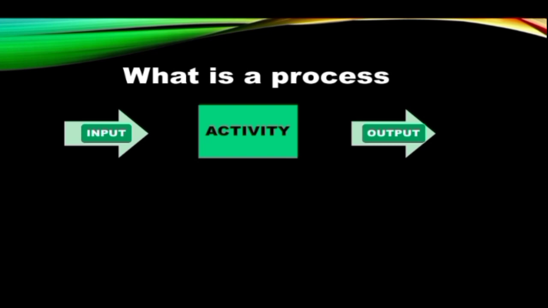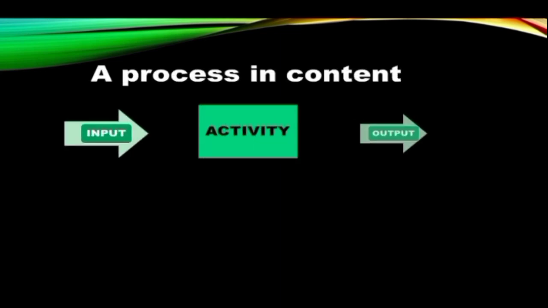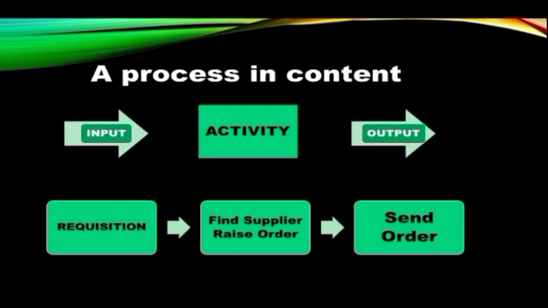Let's look at this in the context of procurement. Here, our activity is going to be raising a purchase order. Our input is the requisition. Our activity is finding a supplier and raising an order, and our output is sending the order to the supplier. So let's take a look now at the key steps within the purchasing process.